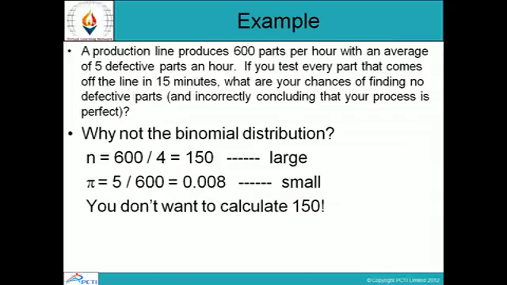Example: a production line produces 600 parts per hour with an average of 5 defective parts an hour. If you test every part that comes off the line in 15 minutes, what are your chances of finding no defective parts and incorrectly concluding that your process is perfect? Here, why not the binomial distribution? N equals 600 by 4, which is equal to 150, which is large. So pi equals 5 by 600, which is equal to 0.008, small. So you don't want to calculate with 150.